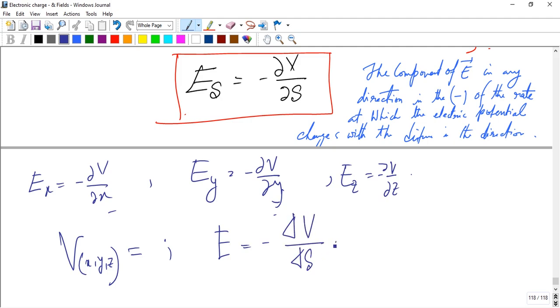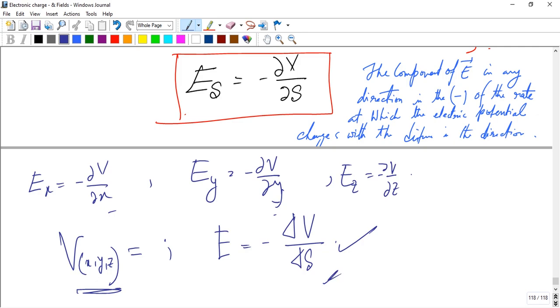If you know V for all points in the region and the charge distribution, like the V of X, Y, Z components, we can find the components of E. Then E itself at any point is found by taking the partial derivatives. If you know the V value at all points, you take the partial derivative and get the final answer.